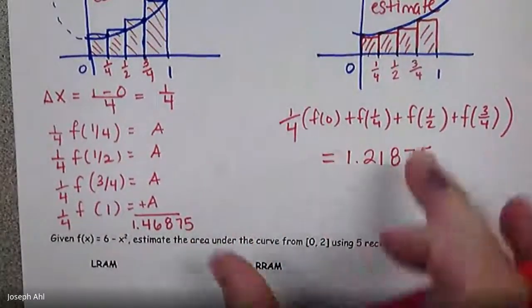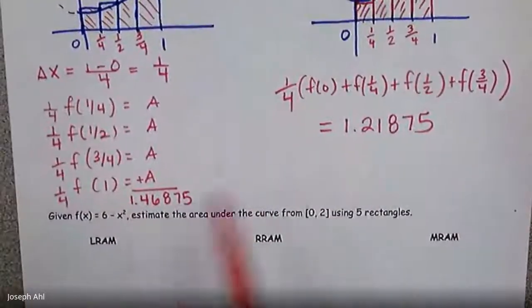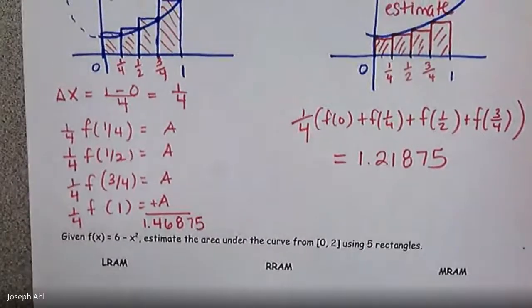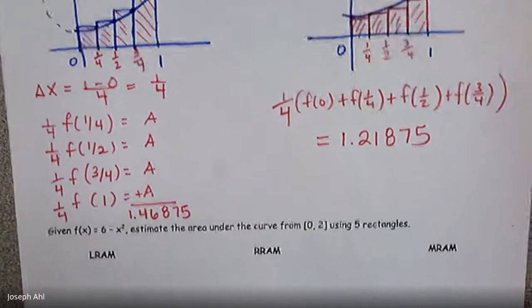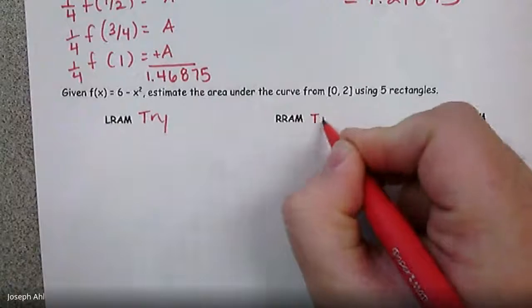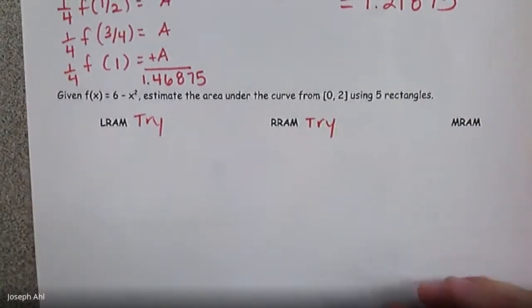Okay. So how could I get a better approximation if this is over and this is under? I guess you can average those together. Maybe that would be a decent approximation of the true area under the curve. But in the next example, I'm not going to do all these with you. I want you to try LRAM and try RRAM. I'm going to do MRAM with you, though, just to make sure that we understand what MRAM means.